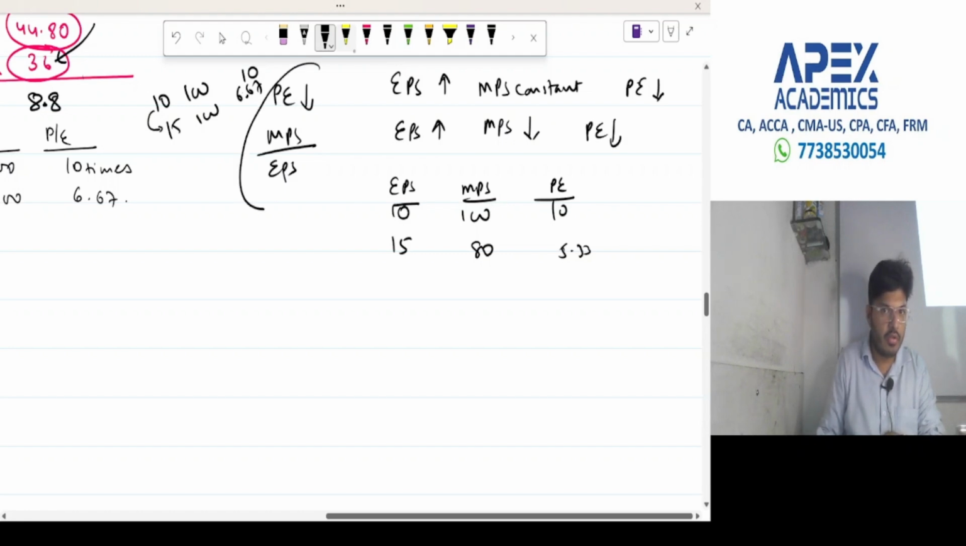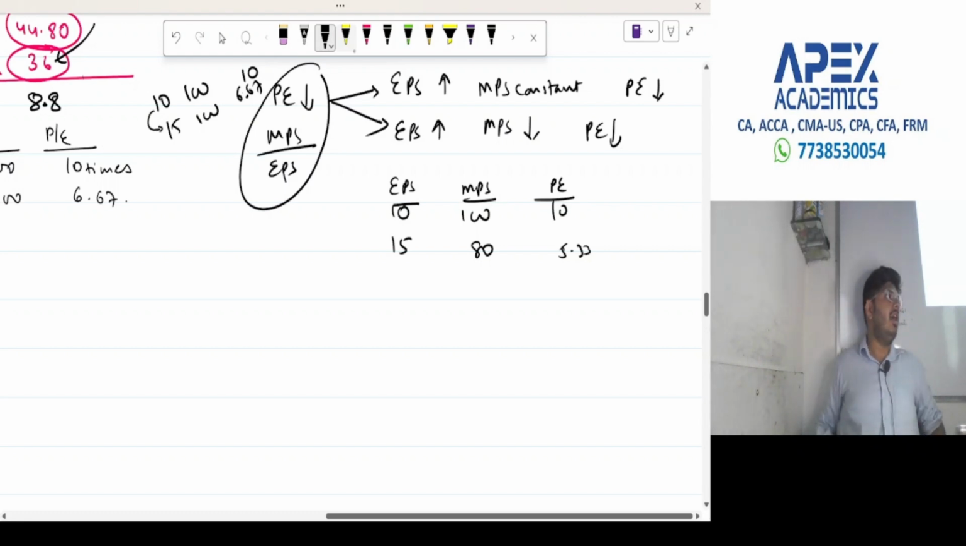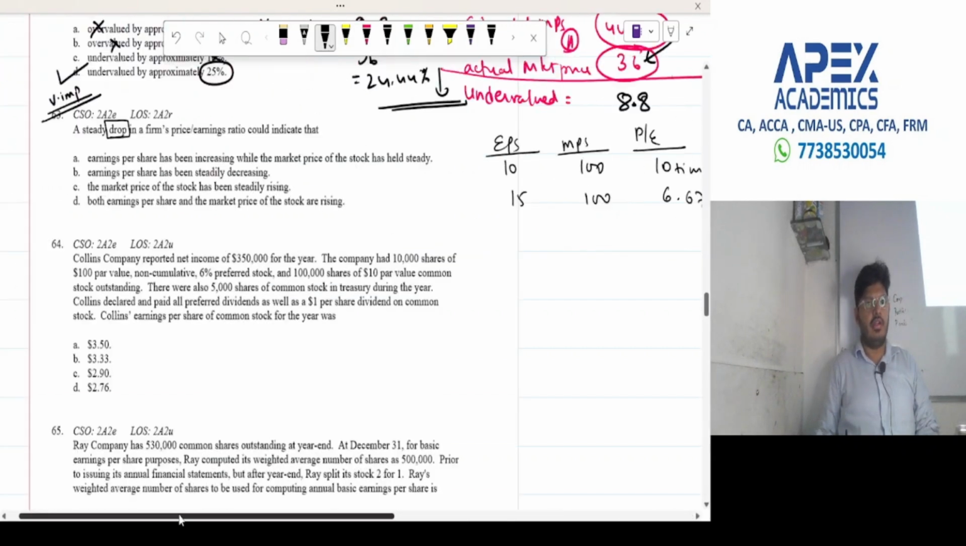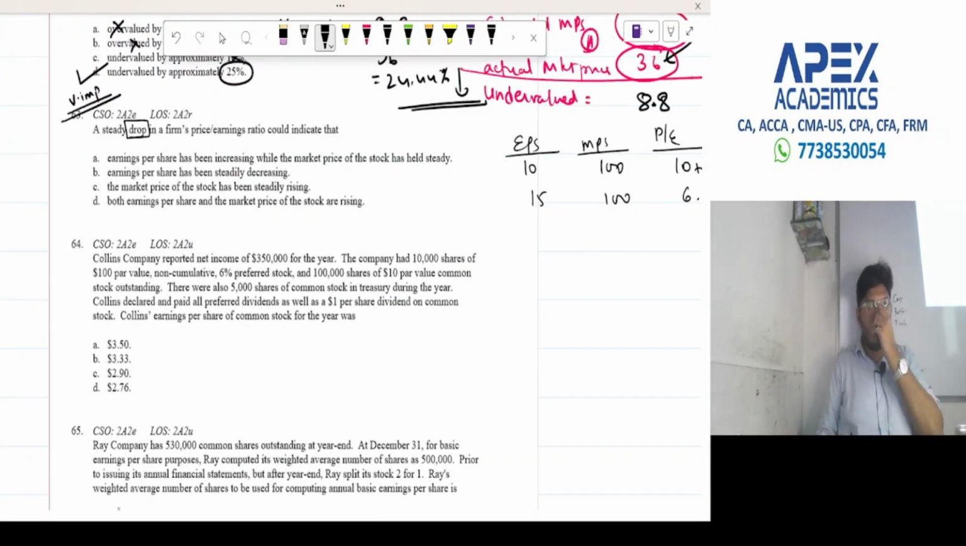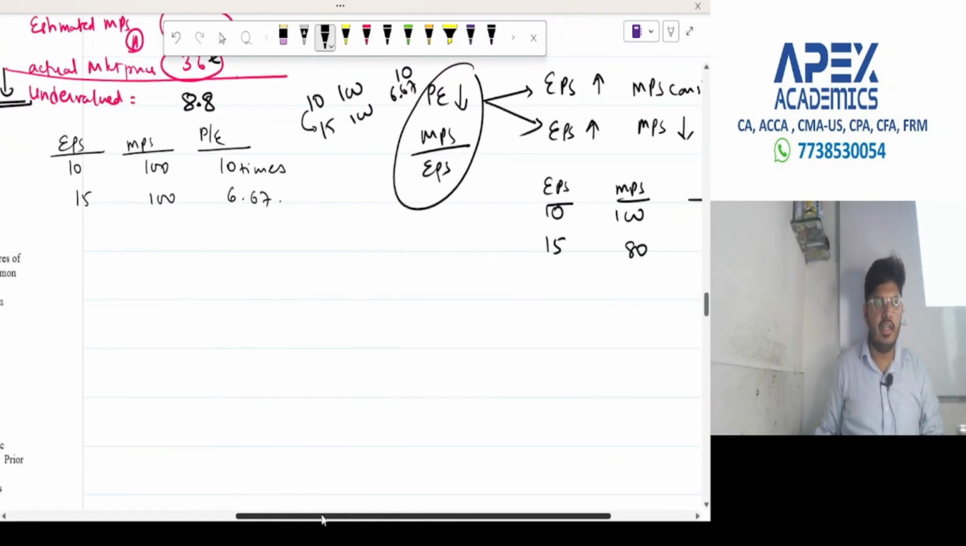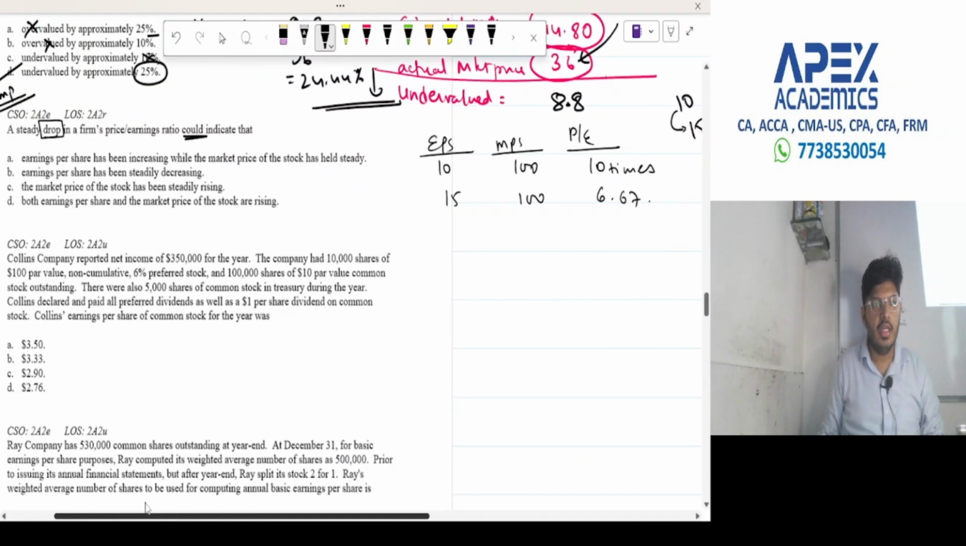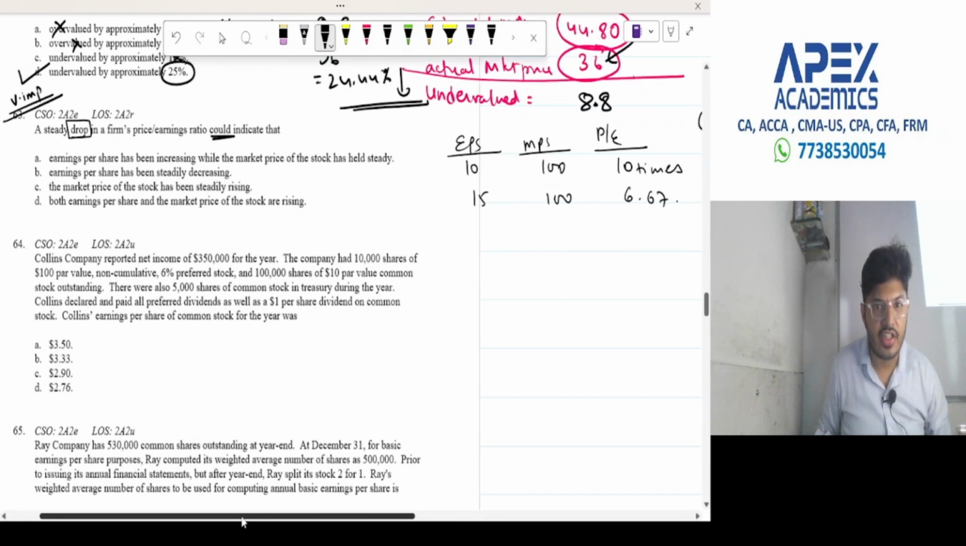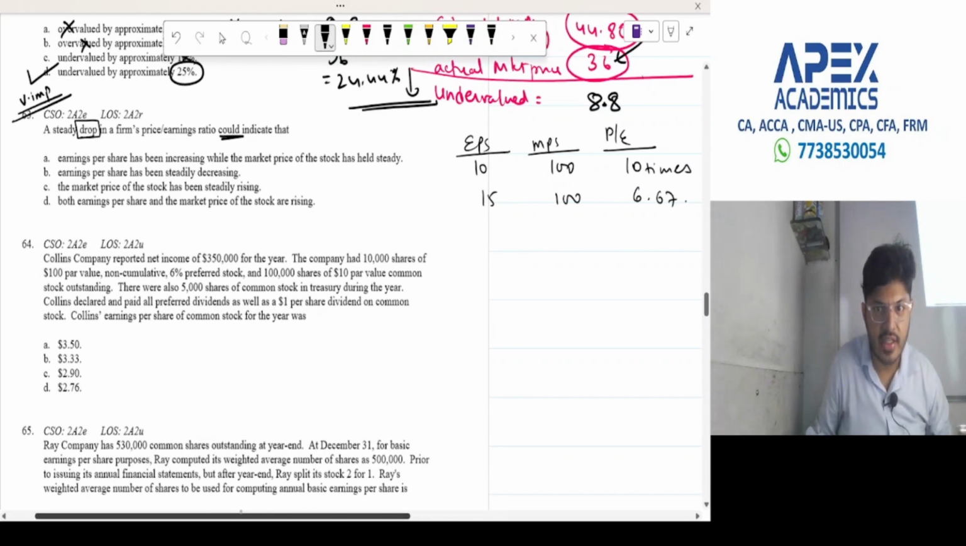When you copy down, this is important. This is the concept behind the question. Now focus on the question. A drop in the PE ratio could indicate what? It is indicating the following: EPS has been increasing while MPS of the stock has held steady. Rising EPS and steady MPS. So the first one is the answer.